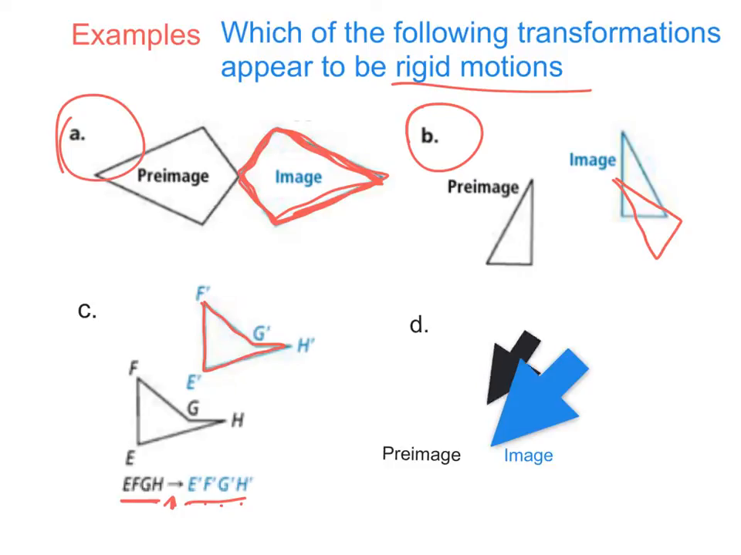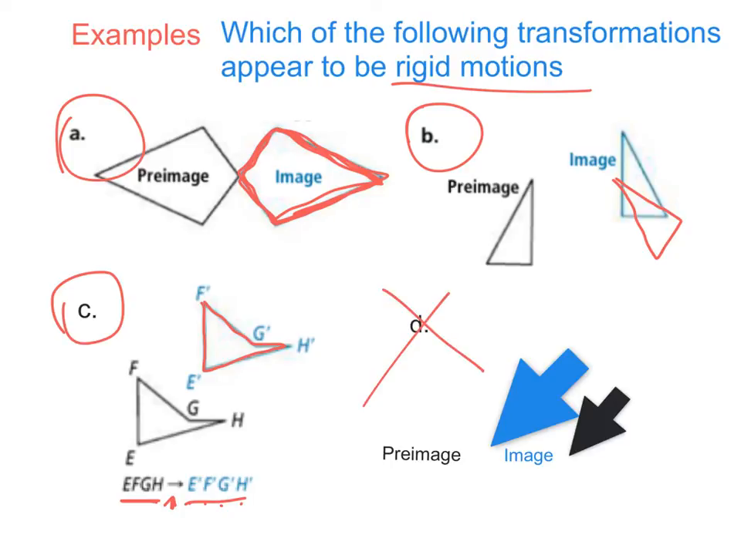In our last example, it becomes pretty obvious that these are not going to be the same size. So they would not be a rigid motion. So again, A, B, and C were rigid motions, but D is not a rigid motion. So like always, we need to be careful of notation. Notation is really important.